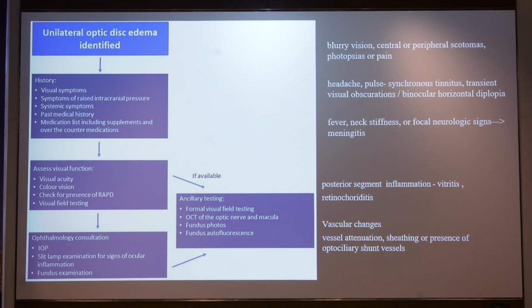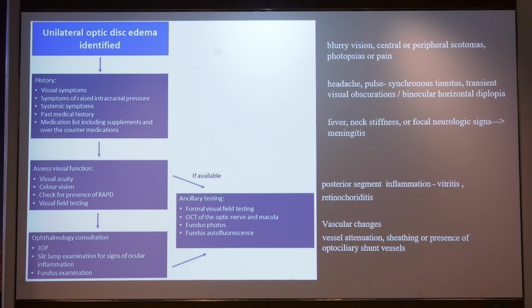After the history, you need to assess the visual functions, how the vision is. You have to do a color vision just to see if it is changed or dropped. Check for an RAPD, followed by a visual field testing in the OPD itself if you can. Followed by good ocular examination. Ocular examination should include anterior and fundus examination.